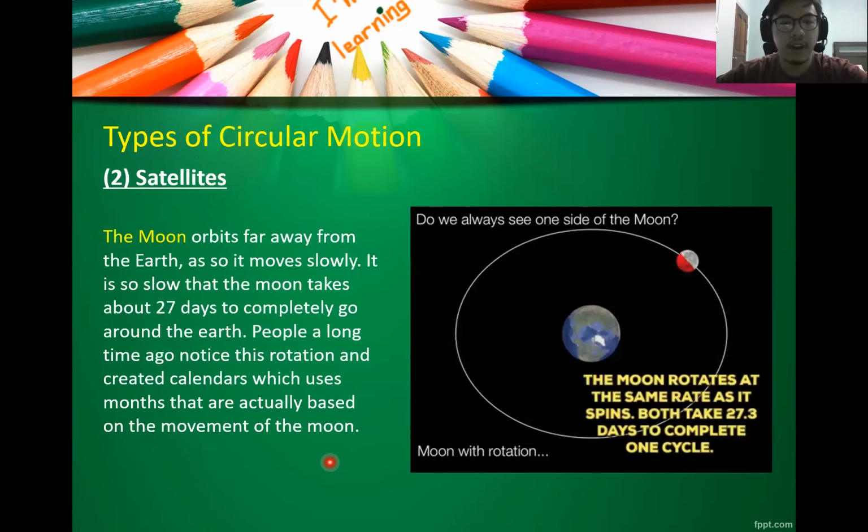The moon orbits far away from the Earth, so it moves slowly. It is so slow that the moon takes about 27 days to completely go around the Earth. People a long time ago noticed this rotation and created calendars which use months that are actually based on the movement of the moon. So the reason why we have 31 days in a month or 28 days in a month, that's because that is how long the moon takes to go around the Earth. So we base our months on the movement of the moon.